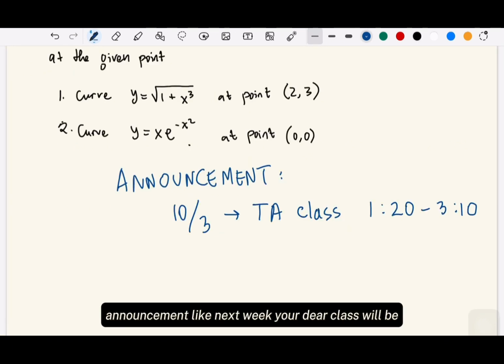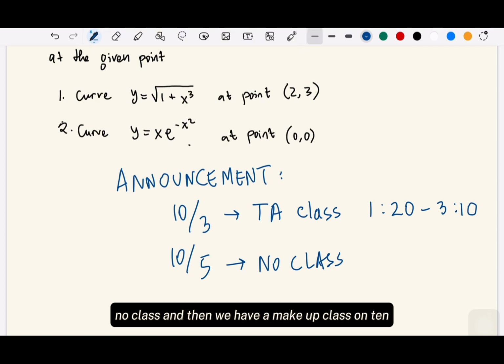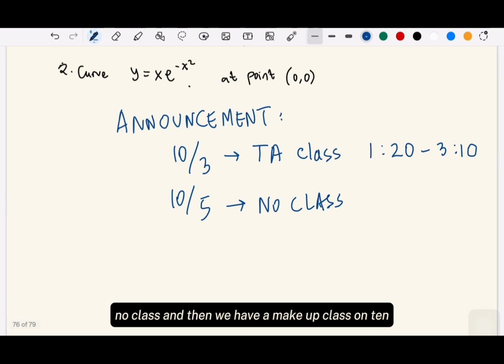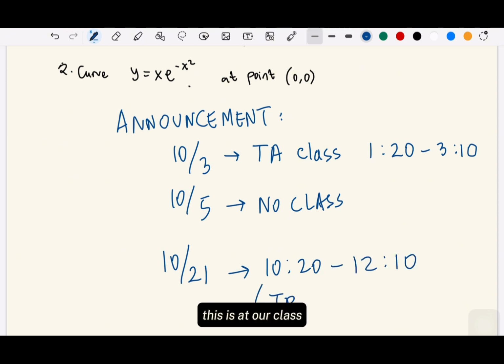Announcement: next week your TA class will be earlier, from 1:20 to 3:10, so a 2-hour TA class. But for the class on the 5th, no class, okay? No class. And then we have a makeup class on the 10th, from 10:20 to 12.